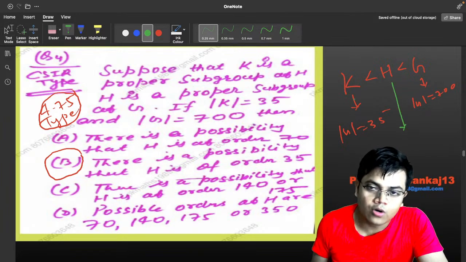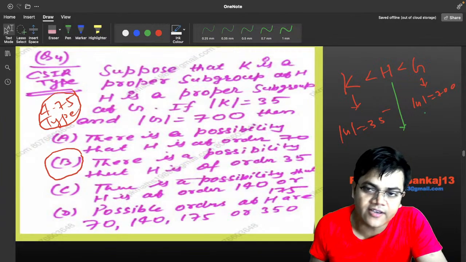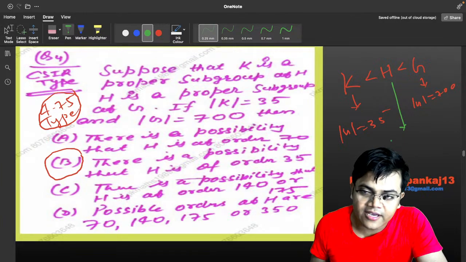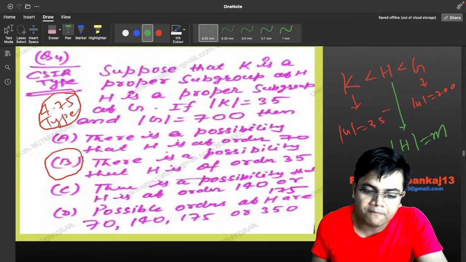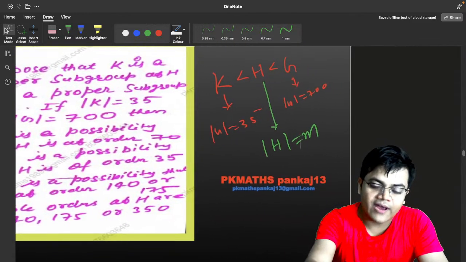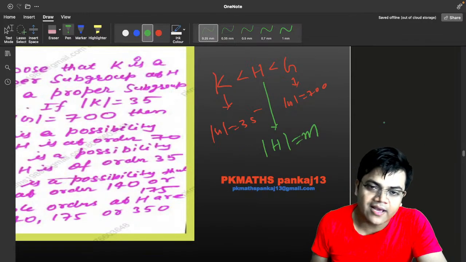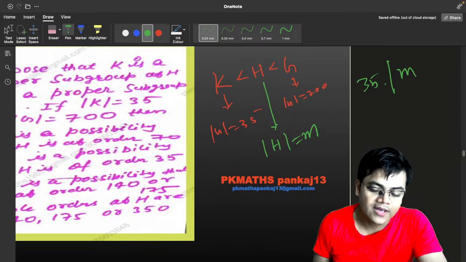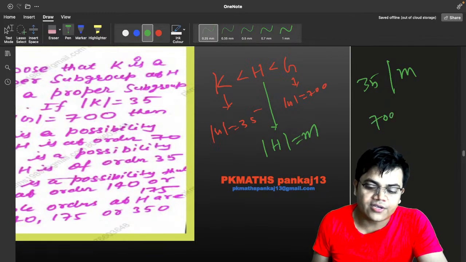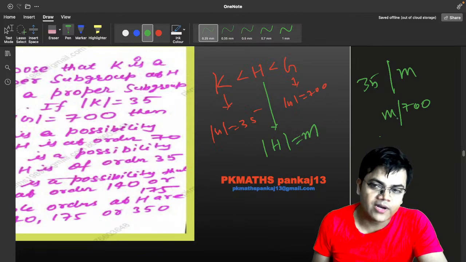Certainly we know the order of K is 35, the order of G is 700, and let's say the order of H is equal to M. Then by Lagrange's theorem, K is a proper subgroup of H. Then will you hesitate to say that this 35 will divide this M by Lagrange's theorem, and this 700 will be divisible by this M? Do you people agree with this?